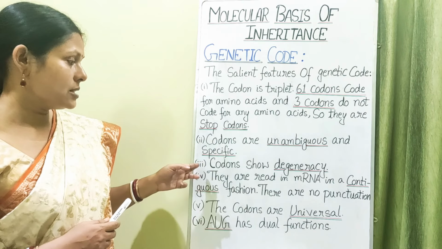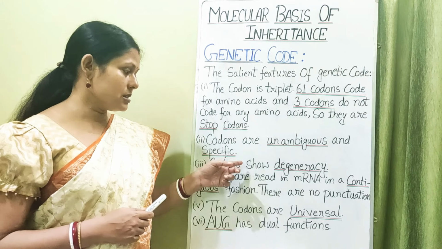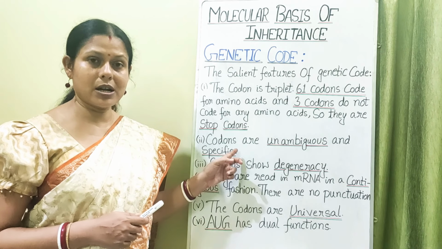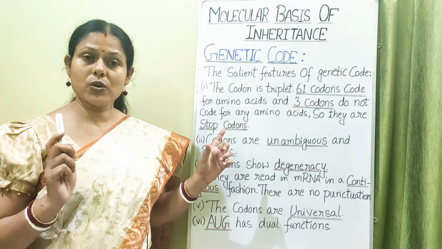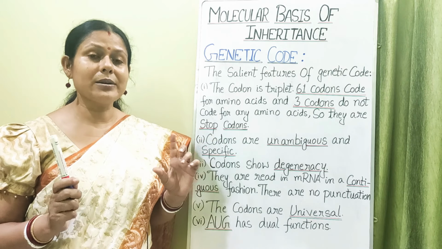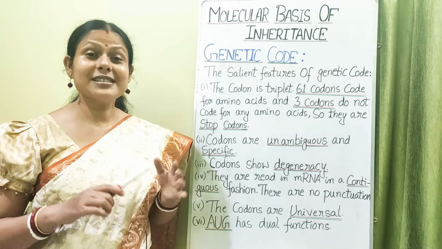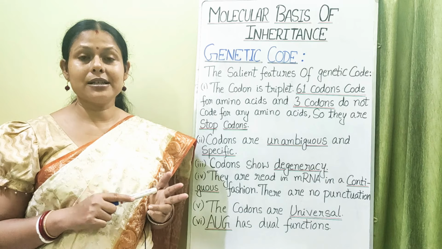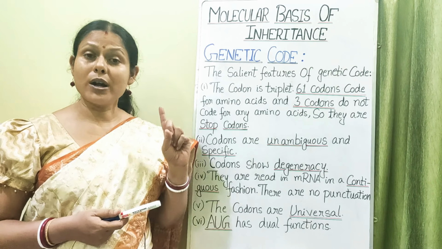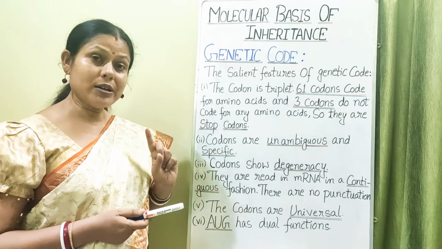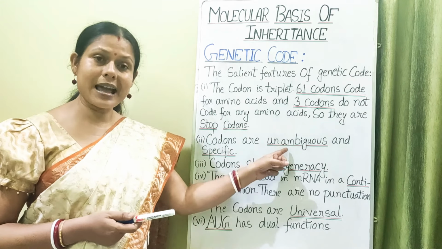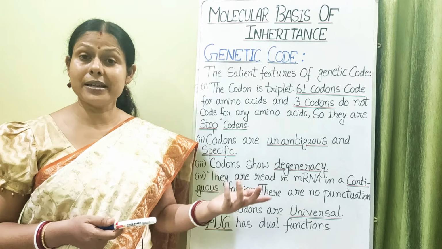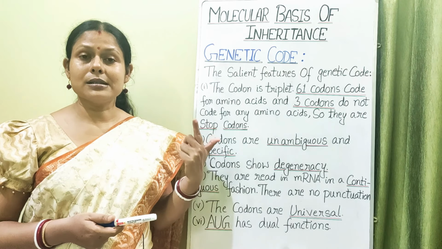The next point is codons show degeneracy. Now this is in continuation with the previous one. Here we have said that codons are specific or unambiguous. That means for a particular codon, one amino acid. But it does not mean that for one amino acid there is one codon, because there are 64 combinations and 20 amino acids. So for one amino acid there can be more than one codon, but for one codon there is one amino acid. That is point number 2, unambiguous and specific. Sometimes this question comes: what do you mean by unambiguous? You have to explain it. That means for a single codon, a single amino acid.